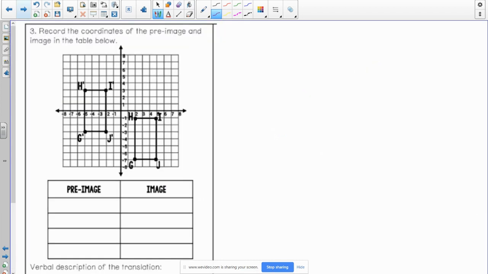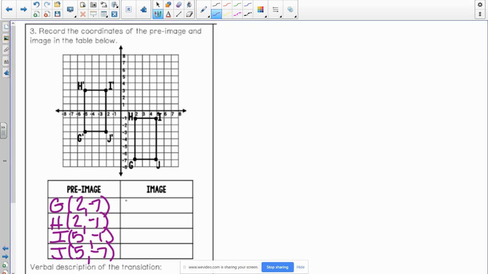Okay, next problem. This time they are moved for us, or translated for us, so we have to come up with the verbal description. So we're just going to write down these letters here: G, H, I, and J, and it doesn't matter which order you put them in. So we're going to look at G here, and I'm going to start with the pre-image, which means there's no prime. So that's at 2, -7. H is at 2, -1. I is at 5, -1. And J is at 5, -7.